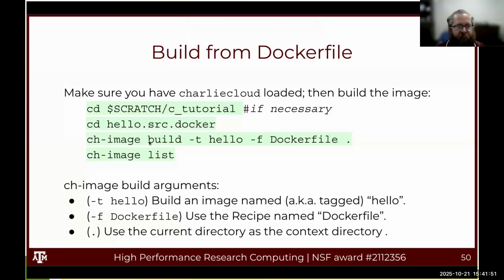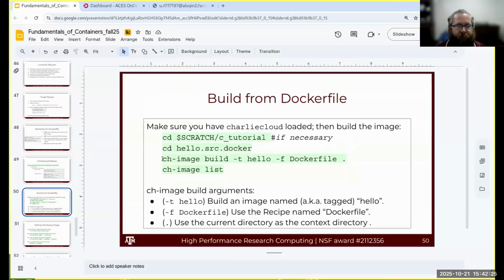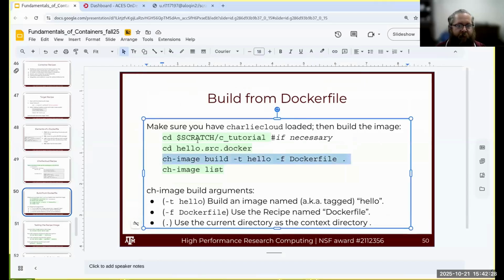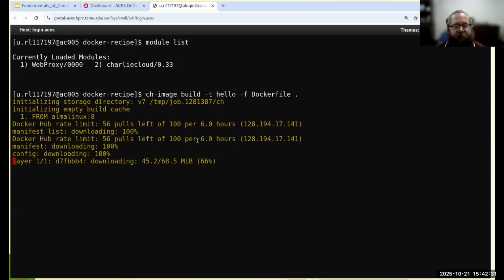So we want to ch-image build -t, which is short for tag, meaning how do you want to name the output image? So I could name it hello. And -f is the file that contains the recipe. And dot is the context, meaning if the recipe refers to other files, like hello.py, where can they be found? They can be found in the current directory, and dot is just that.